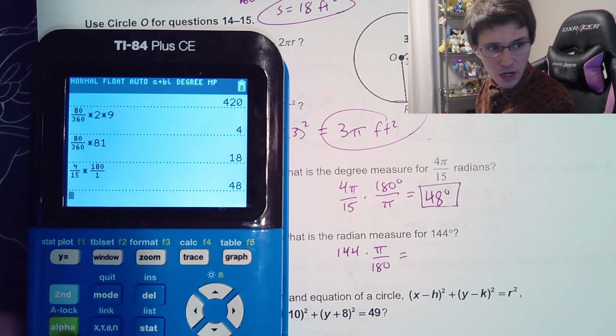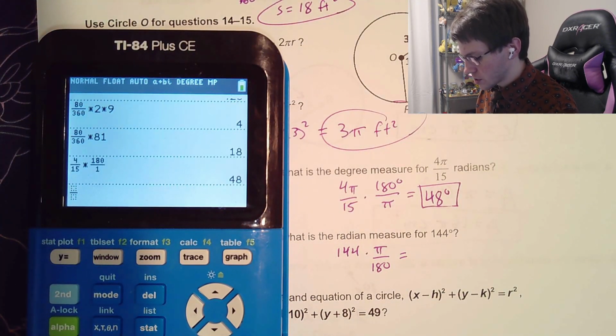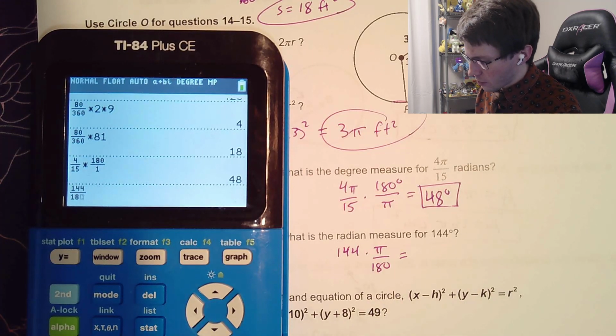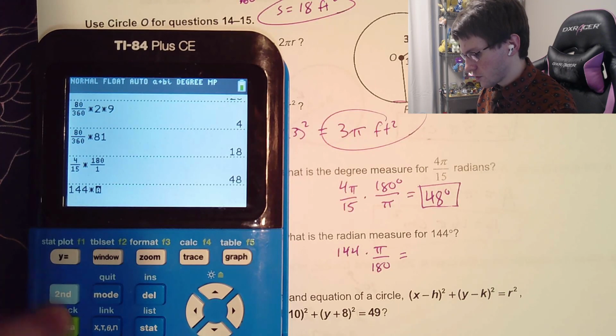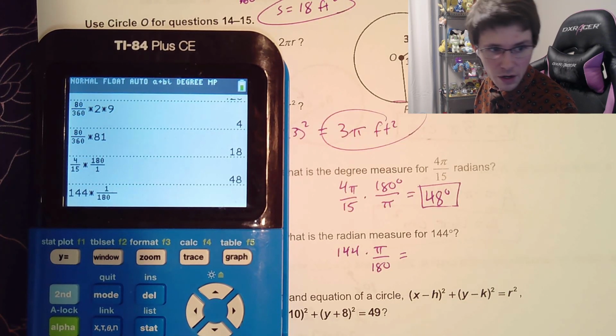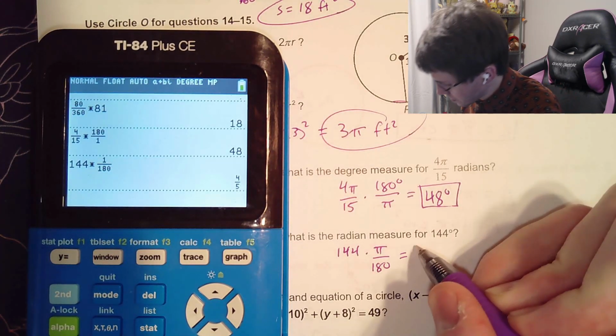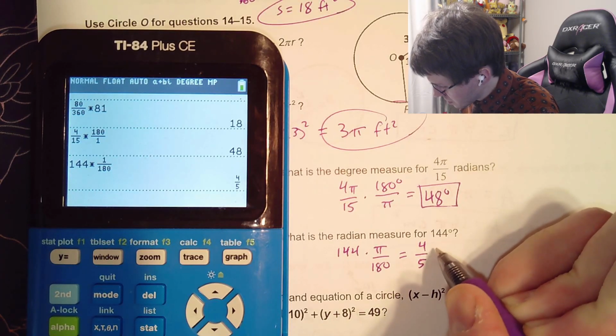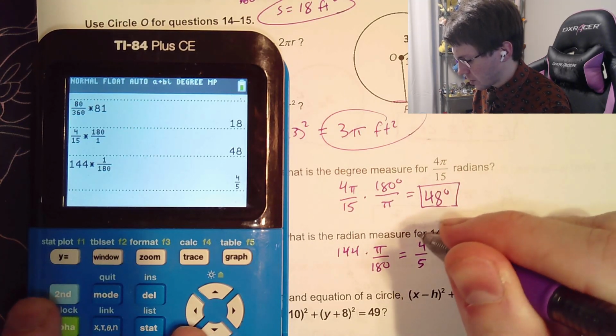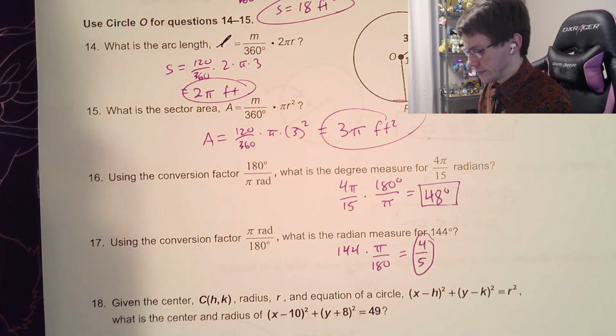So just going over here, same exact concept. Just to show you one more time, we get the 144 over 180. Actually, I should have just done it the right way I said it: 144 alpha 1 over 180. There you go. All right, cool. 4/5 radians. And again, radians are unitless, so you just leave it.